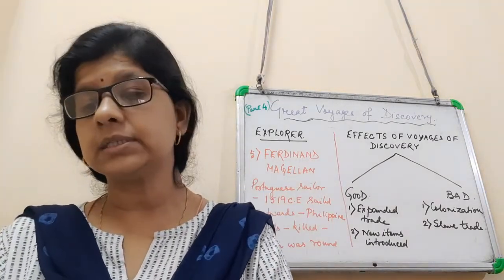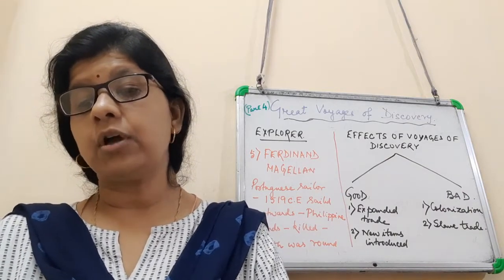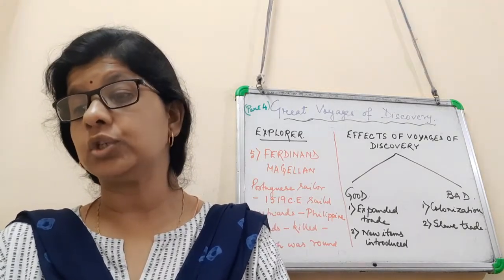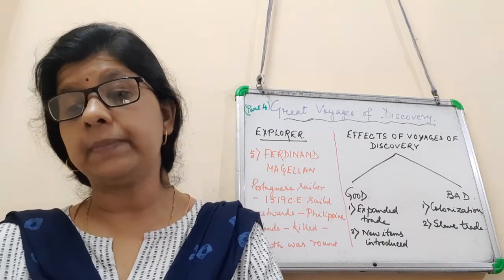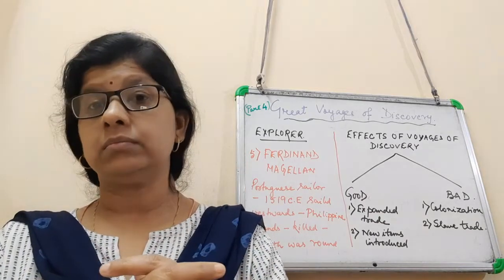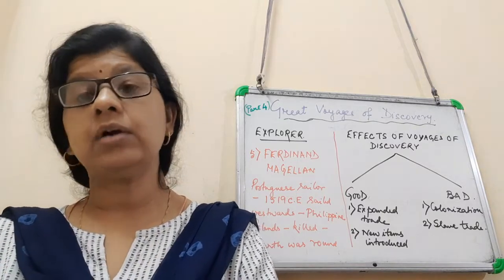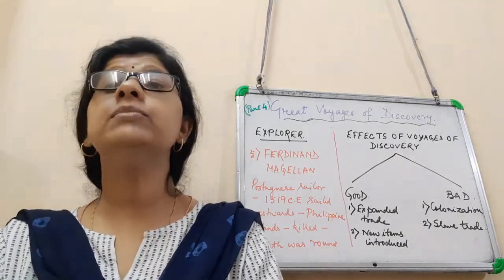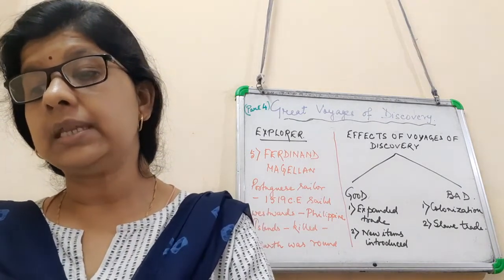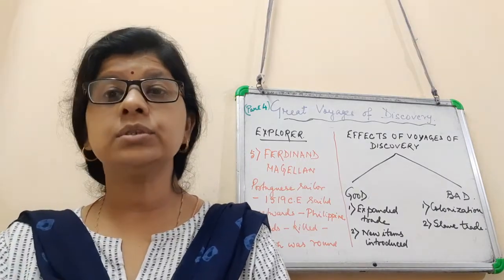Now what were the bad effects? As new lands were explored and conquered, the process of colonization of Asia, Africa, and Latin America began. And what is colonization? The areas that were conquered became colonies of European countries. Once they found these countries, they started settling down there, and they became the rulers. That is colonization. The native people of the colonies lost their independence in many cases and were exploited by the European powers.